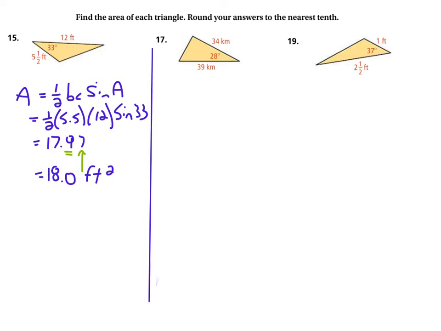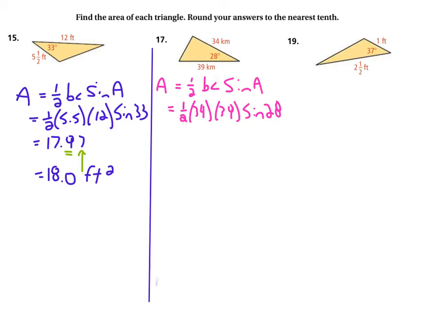Number 17, we do the same way. We're going to say we have a formula of A equals 1/2 B times C times sine of A, A being the included angle. So we say then it equals 1/2 times 34 times 39 times sine of 28. And we'll calculate this here.